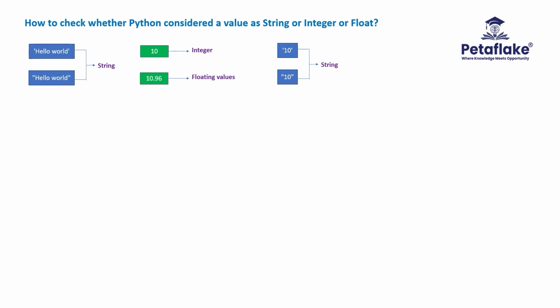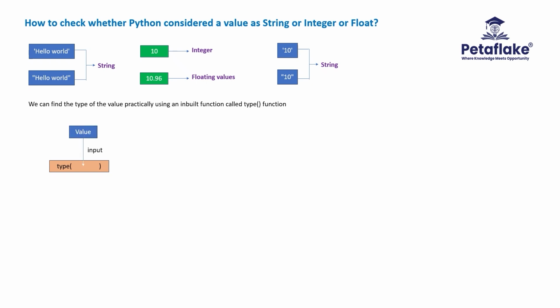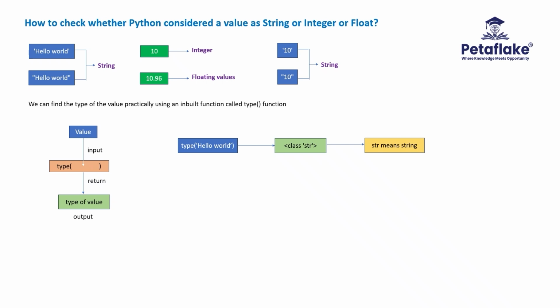How to get a confirmation practically that the statements I explained till now are true? To practically see the type of value, Python has an inbuilt function called type. The type function gets some value as input and returns the type of value as output. When we pass a text value to the type function, it returns the output as class str. Str is the short form used for string.